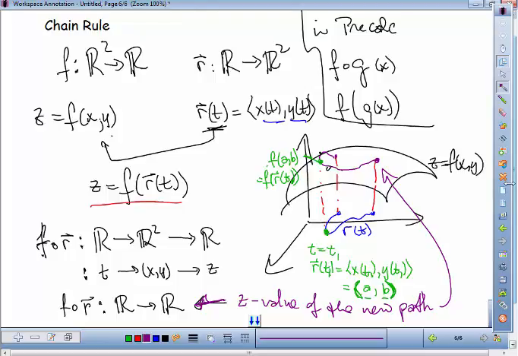Example? Same dz for rotating? No, not quite. It would be dz dt, because we have parameters. We'll see when we take the derivative.